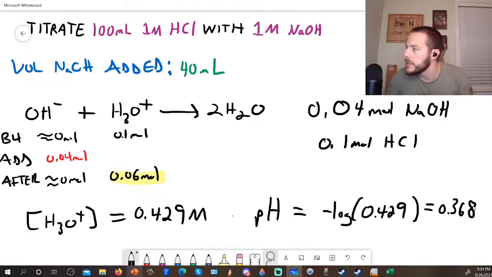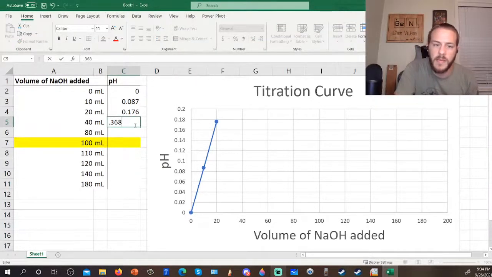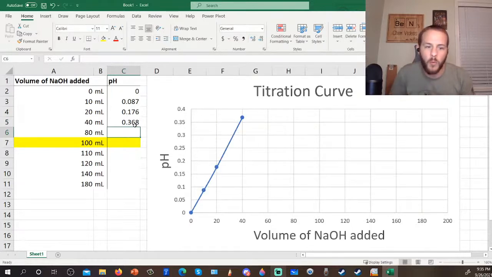0.368. I'm going to go ahead and throw that into Excel right now. 0.368. That's the pH when we added 40 milliliters of 1 molar sodium hydroxide to our 100 milliliters of 1 molar HCl. So now we're going to move on and do 80 milliliters. What's the pH going to be when we add 80 milliliters of that 1 molar sodium hydroxide solution to our 100 milliliters of 1 molar hydrochloric acid solution?